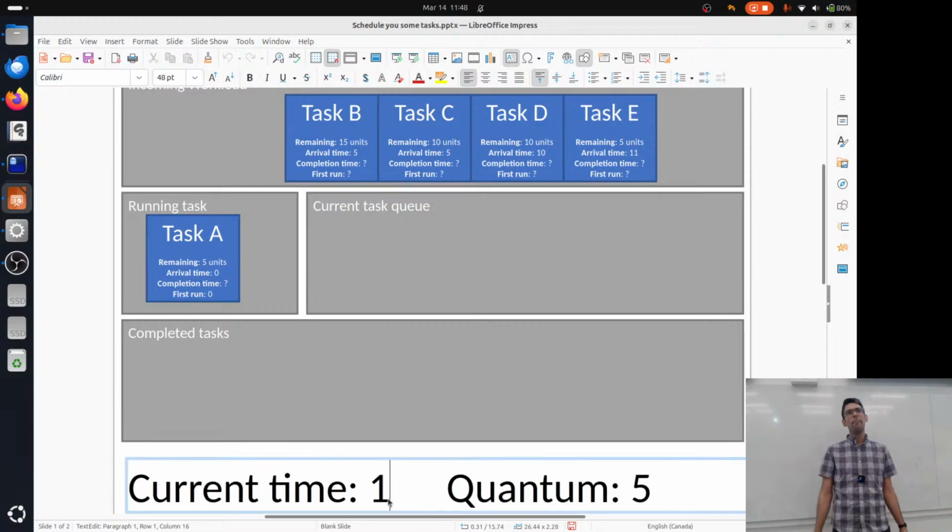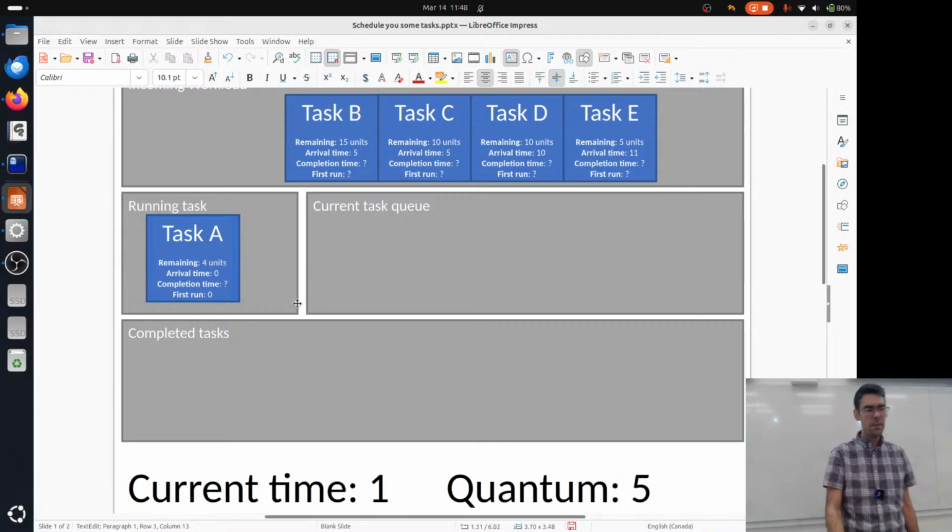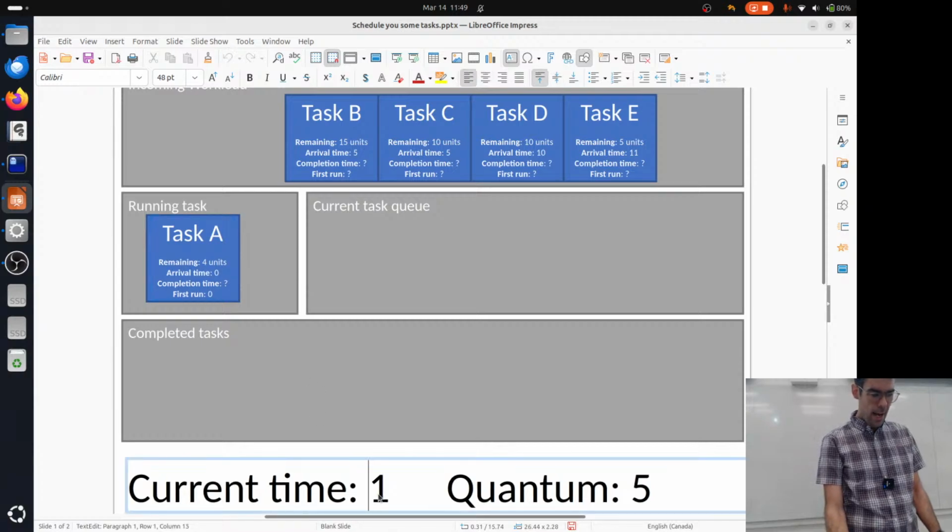It's now time 1. Okay, good, nobody's doing anything. The only thing I'm going to say here is there's now only 4 units of time left for this task. So 1 unit of time has elapsed, so it got the CPU for that amount of time, so I'm going to give it 1 less unit of time. Now, it's time 2.